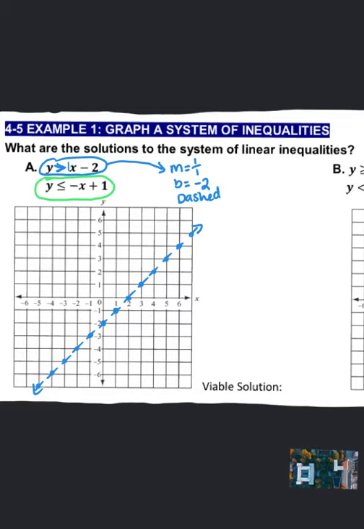Now I need to know whether or not I'm going to shade above or below the line. So I'm going to use my favorite test point 0, 0, which is located above the line. And I'm going to plug 0 in for y and 0 in for x. So I'll have 0 is greater than 0 minus 2. Well, 0 minus 2 is negative 2. Is 0 greater than negative 2? I would say this is true. So I'm going to go ahead and shade above the line where 0, 0 is.